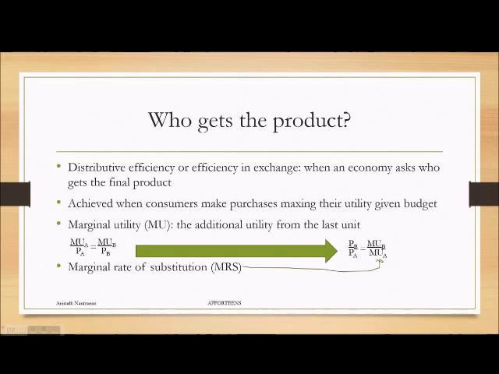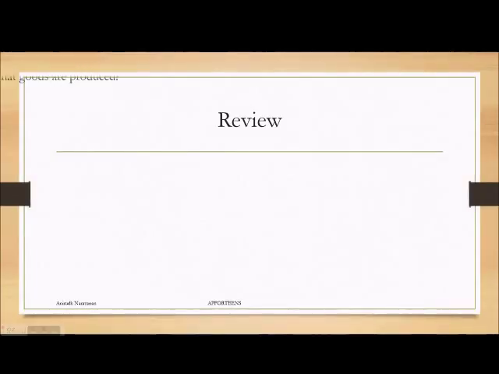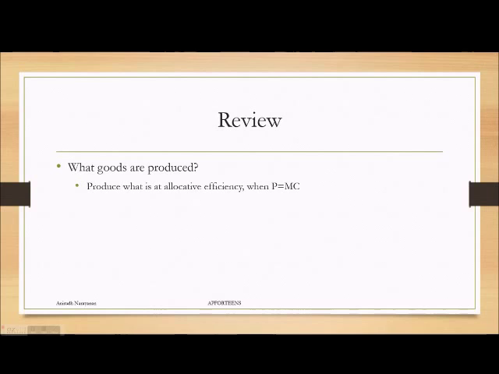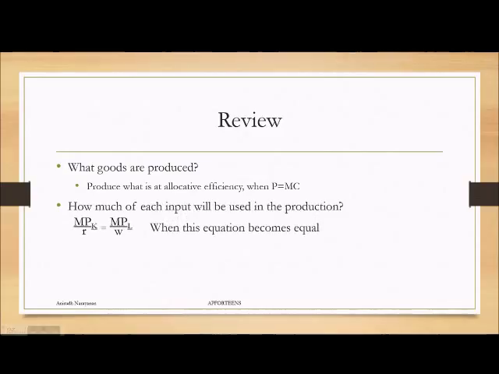Let's review really quickly. What goods are going to be produced? The produced goods are going to be what's at allocative efficiency, when P equals MC, price equals marginal cost. How much of each input is going to be used in the production? When this equation becomes equal, which is the one that showed marginal product of capital divided by the rental rate is equivalent to the marginal product of labor divided by the wage. And who ends up getting the products? As we just discussed, when utility for consumers is maximized and PB over PA is equivalent to the marginal utility of B over marginal utility of A.